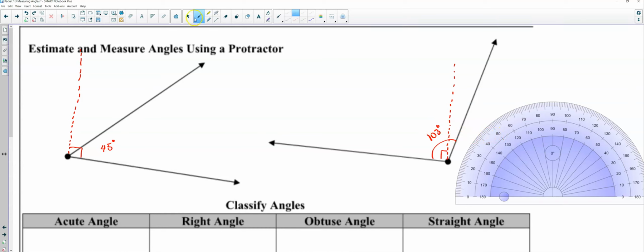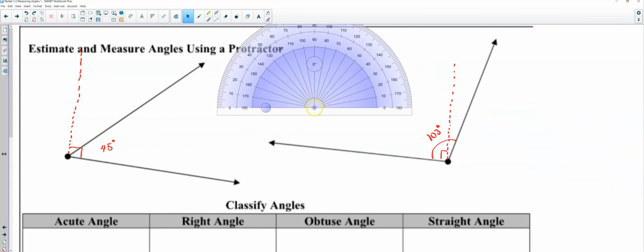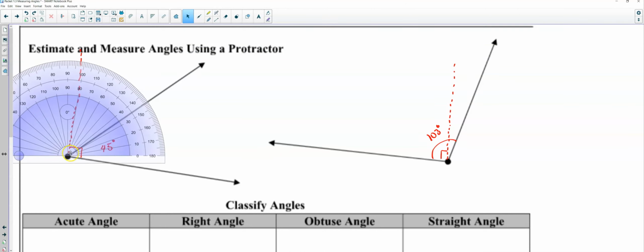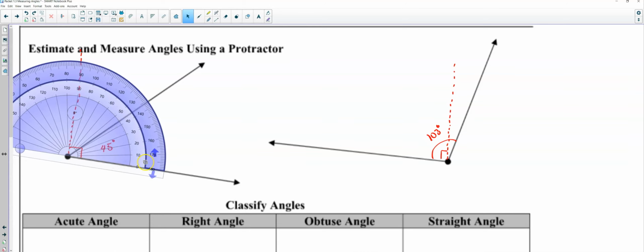Now we're going to go ahead and measure. When we're measuring using a protractor, let me grab the tool. Right here we have a protractor. Notice the vertex would go right at this point right here. So I am going to put the vertex, which is this one right here, at this point, and I'm going to zero it out, right? Let me see how I move this. There we go. So there is 0.